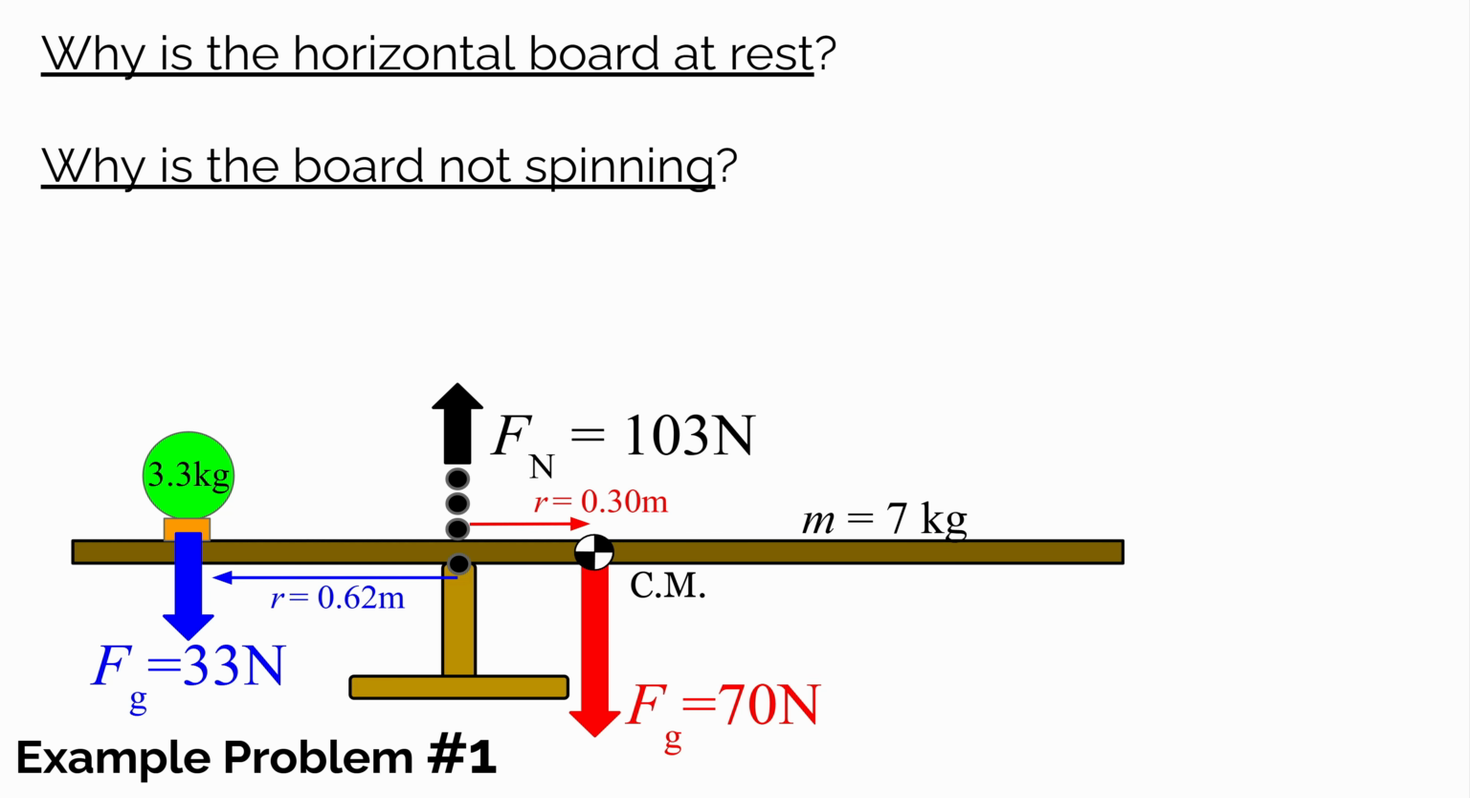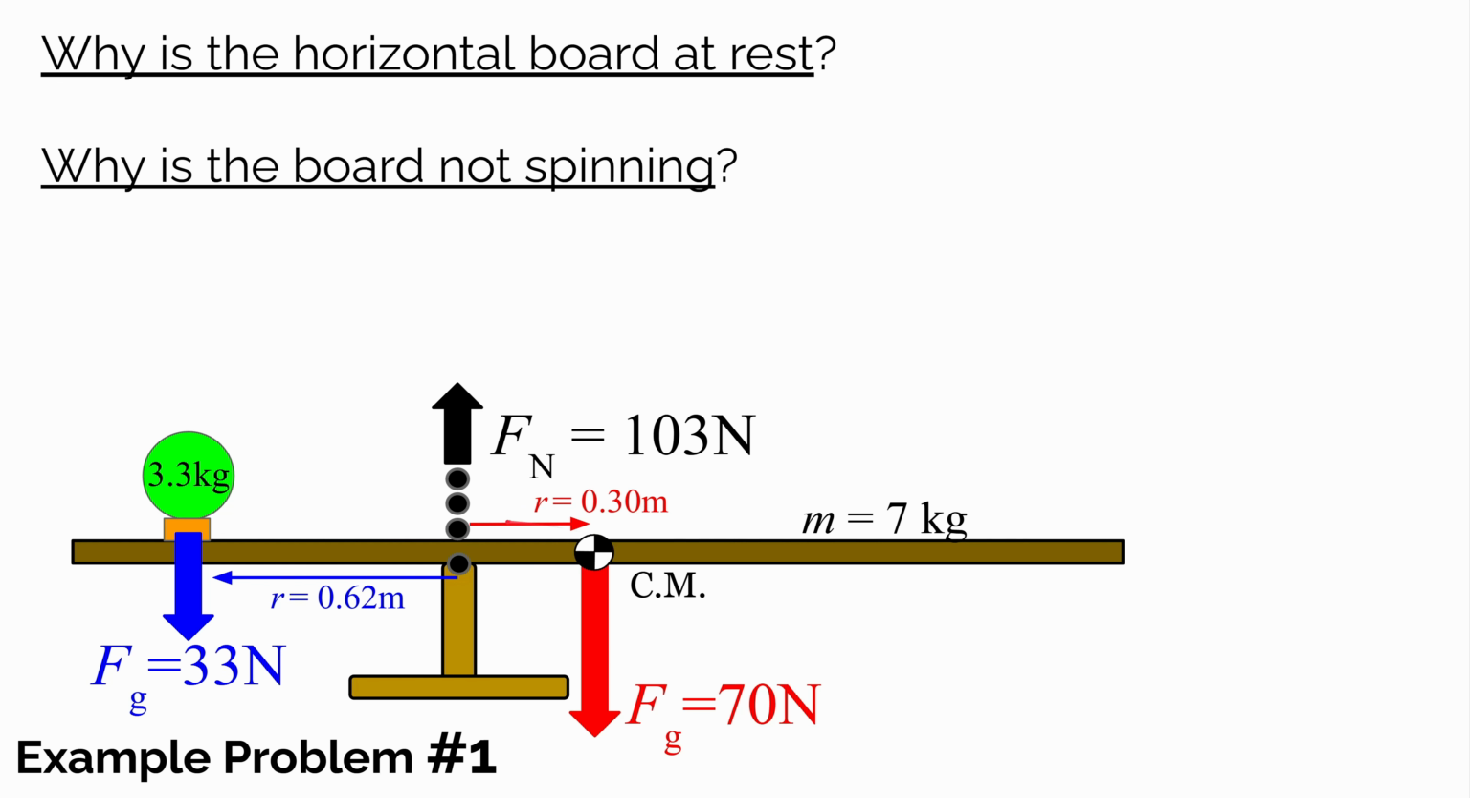So here's all the values for the masses of the scenario we just saw. The ball had a mass of about 3.3 kilograms, which means gravity is pulling down with 33 newtons. The board's mass was 7 kilograms, so it's being pulled down with 70 newtons of force. And if this board is at rest, it's not accelerating in the y direction, all the vertical forces must be balanced. So if we have 33 newtons and 70 newtons pulling down, that means we must have a normal force of 103 newtons pushing up.